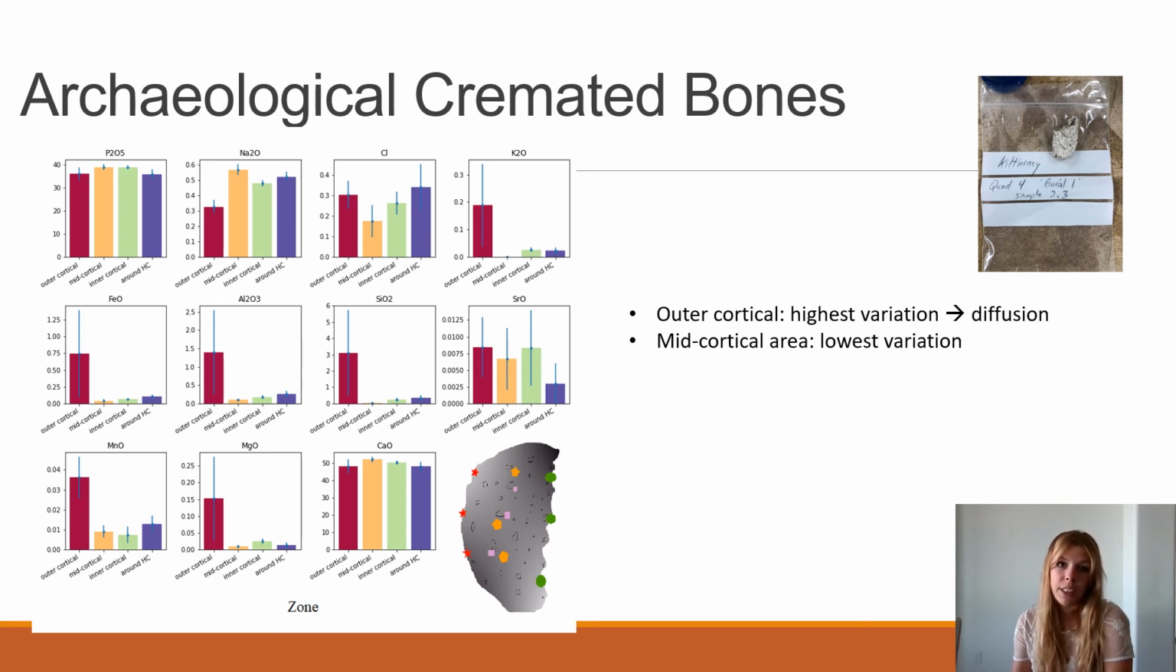The outer cortical layer showed the highest variation in elements, followed by the areas around vascular canals. Many elements were hardly or not at all detectable in the mid-cortical section in these bones, while the levels of these elements were high in the outer cortical layer. The mid-cortical area shows the lowest variation, suggesting the least amount of contaminants from the environment.